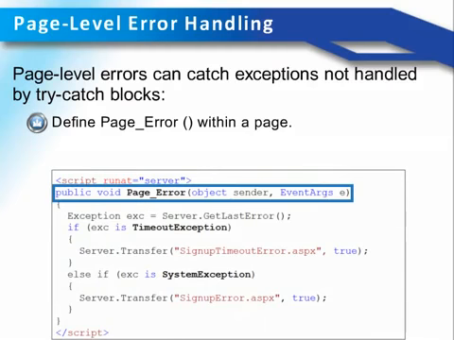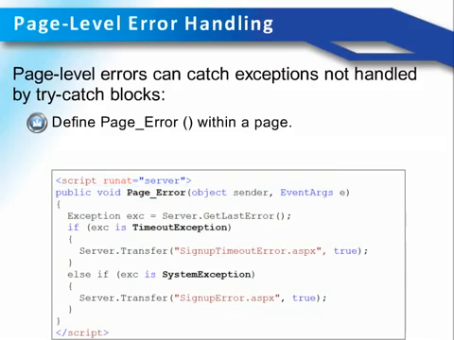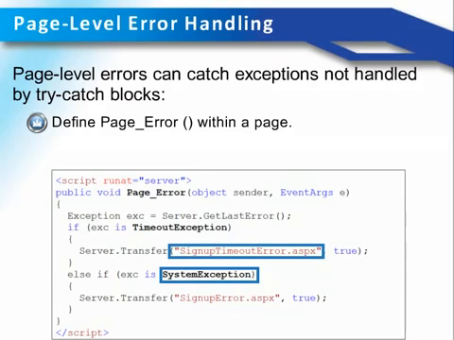The page_error method is part of an enrollment page called signup.aspx. The code has been written to handle two types of exceptions, timeout exception and system exception. If a timeout exception occurs, processing is forwarded to a special page called signup_timeouterror.aspx. The code also checks for a system exception, which is a superclass for many types of exceptions.